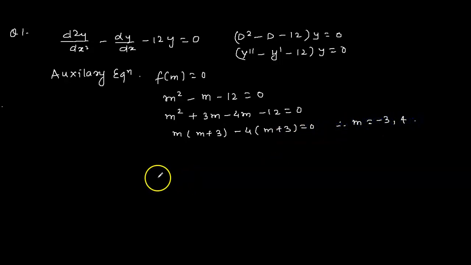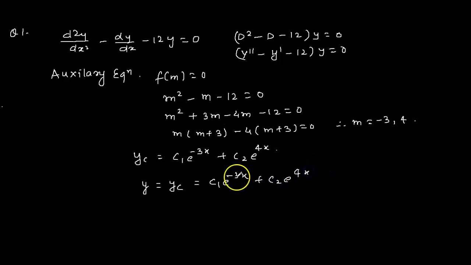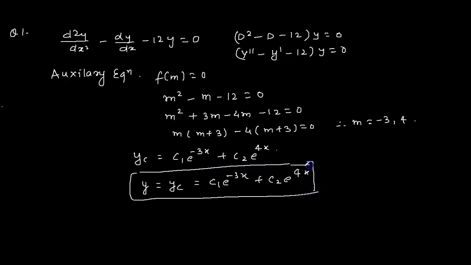Both roots are real and distinct here, so yc is equal to c1 e to the power of minus 3x plus c2 e to the power of 4x. We don't stop here because we need to find y. Since this is a homogeneous equation, y is equal to yc. So c1 e to the power minus 3x plus c2 e to the power of 4x is the general solution. Getting it? Yes.